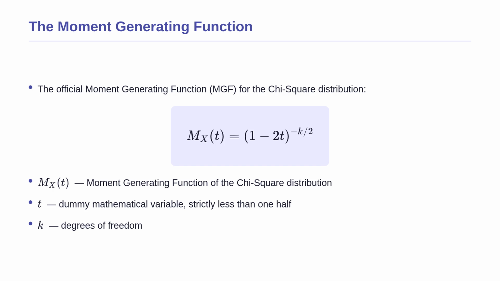The function is denoted by m sub x of t. The variable t is simply a dummy mathematical variable used in the transformation, and it must be strictly less than 1/2 for the math to hold. The letter k, as always, represents the degrees of freedom. If you increase the degrees of freedom, the exponent grows, which fundamentally changes the moments of the distribution, such as its mean and variance.